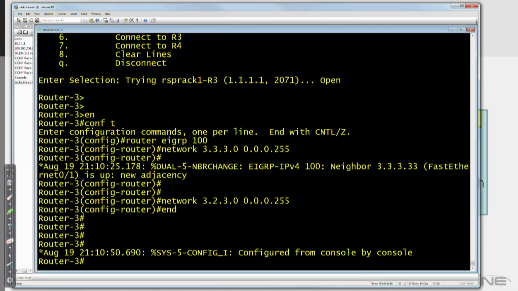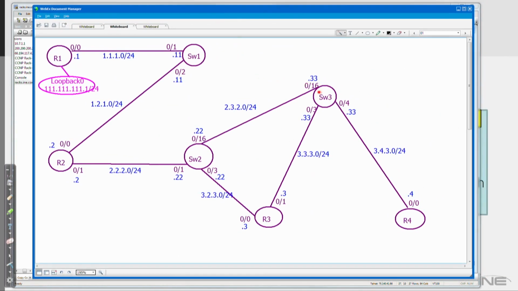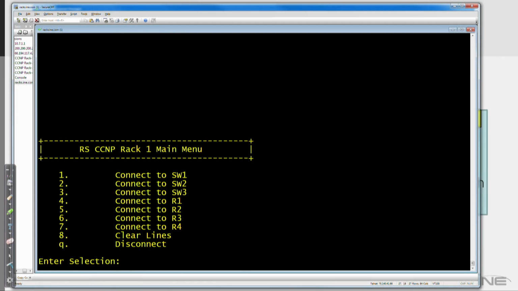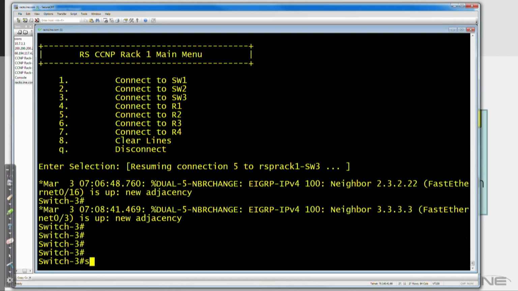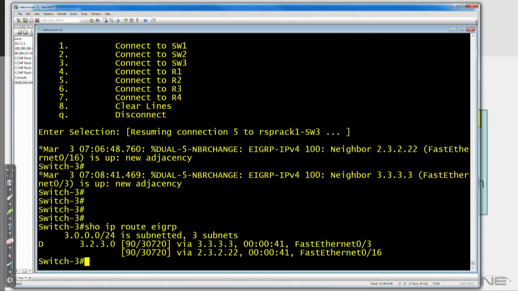Okay, so now what we should see is if I go over here to switch 3, he should have learned about the 323 network from both switch 2 and router 3. Let's take a look. That was switch 3. Show IP route. Let's just look at our routing table first. And you know what? I only want to look at EIGRP routes. So you can do that. You can do show IP route and then type in the type of routes you want to see. You can do show IP route static, show IP route connected. In this case, I only want to see EIGRP routes.